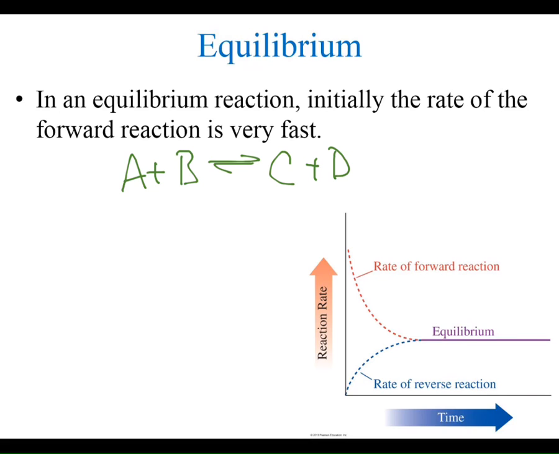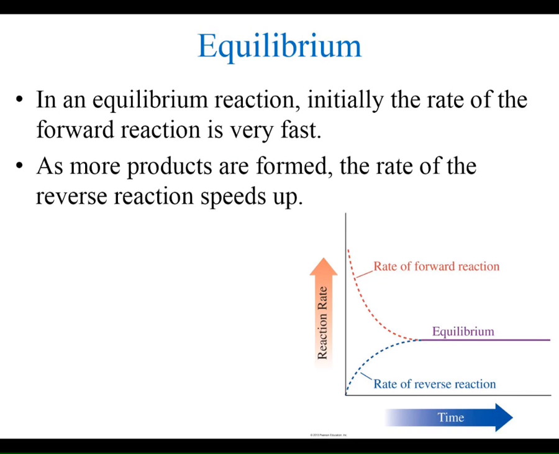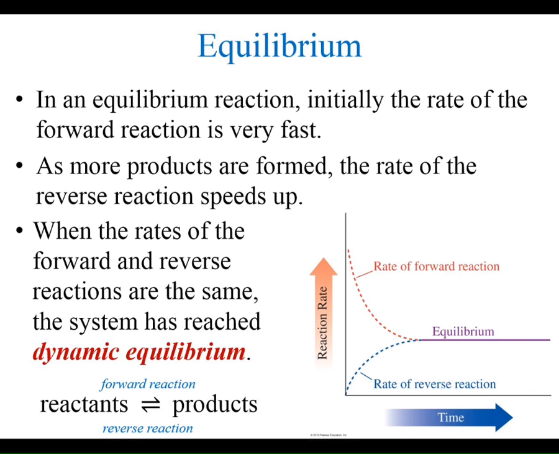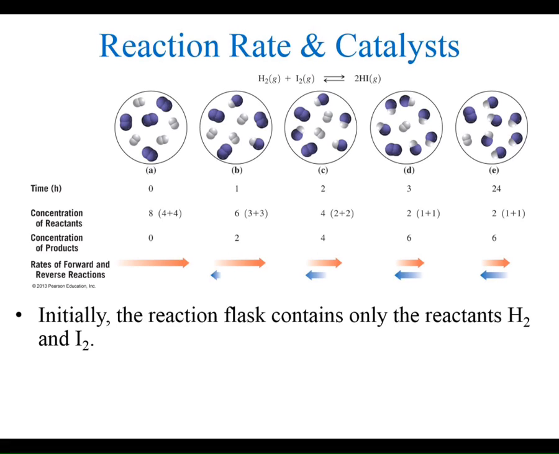Until you get to this point, which we call equilibrium, where the rate of the forward reaction, A and B going to C and D, is equal to the rate of the reverse reaction, C and D going to A and B. So that is called equilibrium, when the rate of the forward reaction is equal to the rate of the reverse reaction.